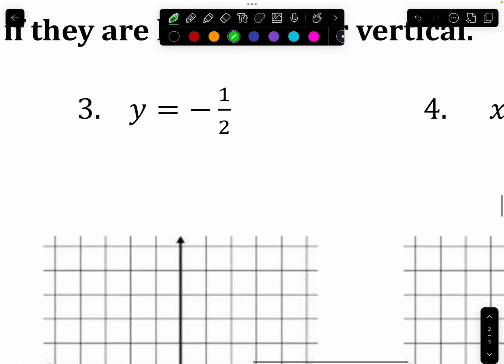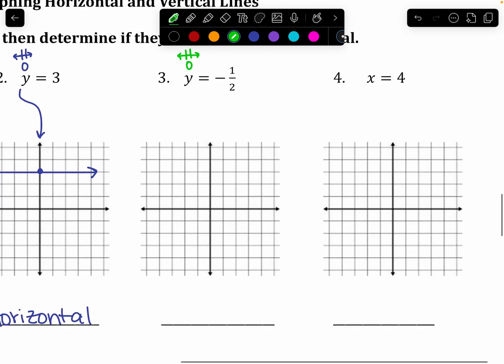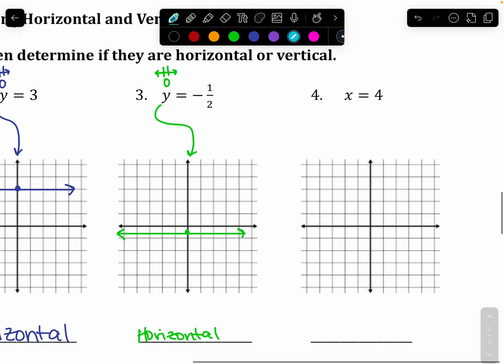All right, next graph I have is y equals, because that is y, that is another hoi. I'm going to have a horizontal line at y is -1/2. Remember that this is your y-axis, so you have to find -1/2, which is actually here. And I've got a horizontal line, so I'm going to go this way. That is horizontal.